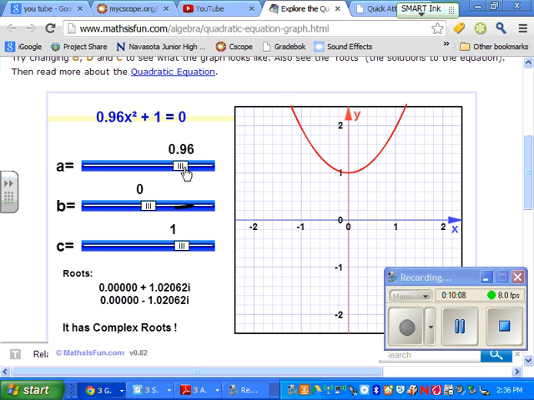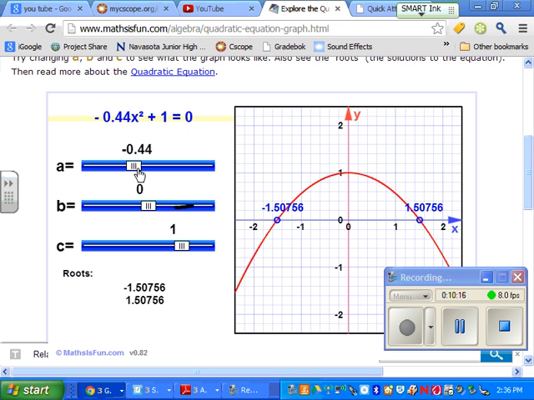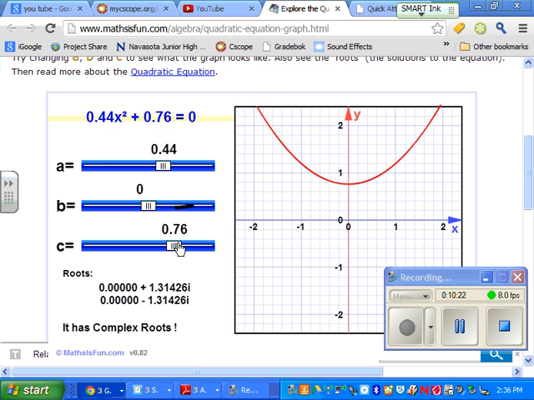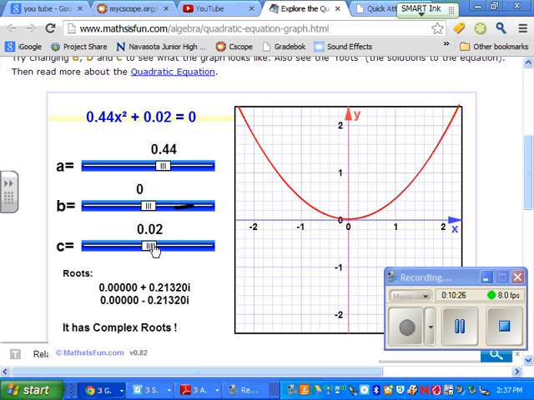As the A goes smaller, it's like it's less steep. And then if you look at the C, look at what's happening on the y-axis. It's moving down. Or you can move it back up.